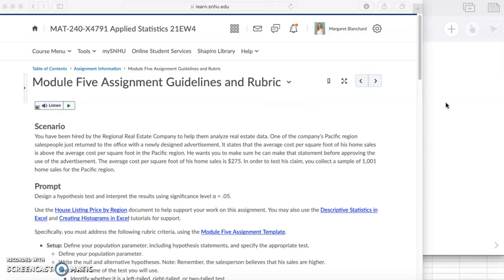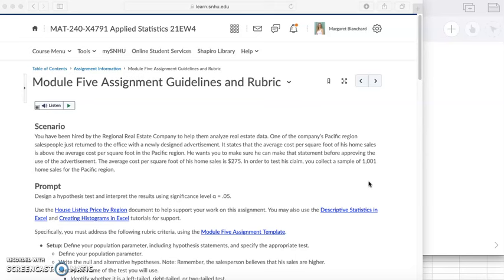The average cost per square foot of his home sales is $275. In order to test his claim, you collect a sample of 1,001 home sales for the Pacific region. So a couple things that we hear there is that his average is $275. We have a sample of the Pacific region, and what we're going to do is test to see if the population mean of the Pacific region is less than his average of $275. If that's the case, then we could say that his sales are higher than the Pacific region and he can move forward with the advertisement.